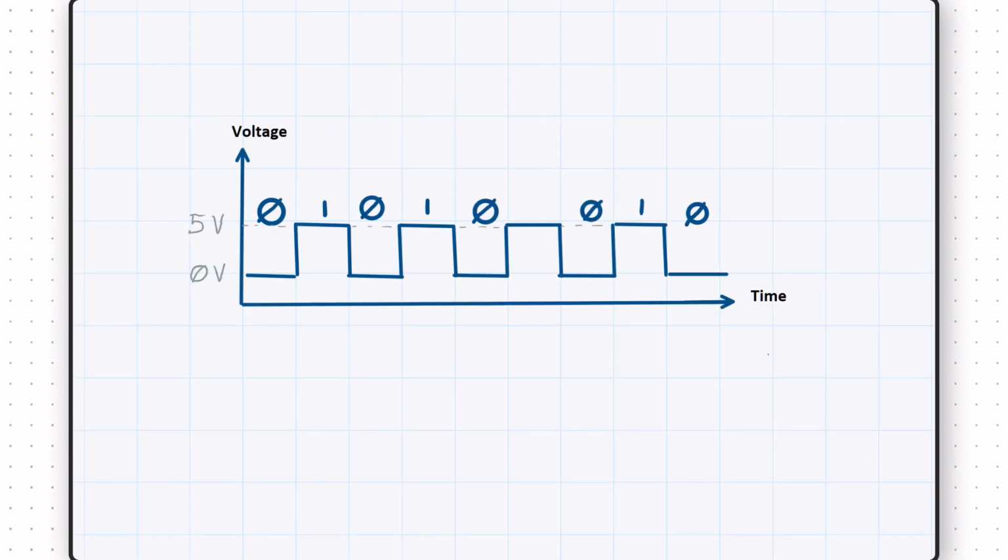And one last reminder for the digital signal. It is treated as a low signal if it has a voltage value of 0, and it is treated as a high signal if it has a voltage value of 5 volts.